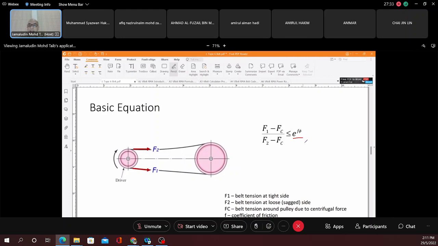What it means here is e^(fθ), where f is the coefficient of friction between the pulley and the belt, and θ is the wrap angle. For example, what is the wrap angle? Let's say I assume it's like that. There's going to be a wrap angle here in radians. This θ is the wrap angle in radians.